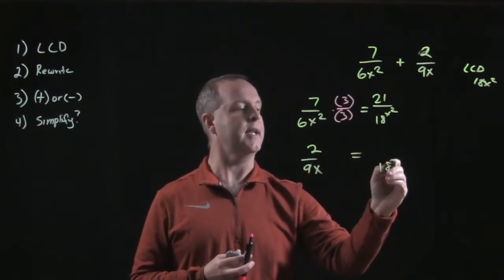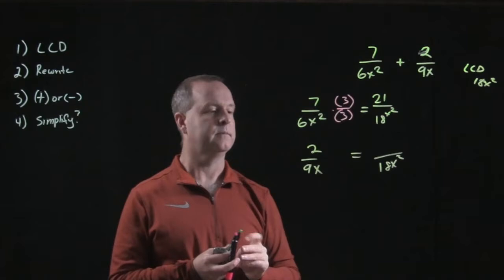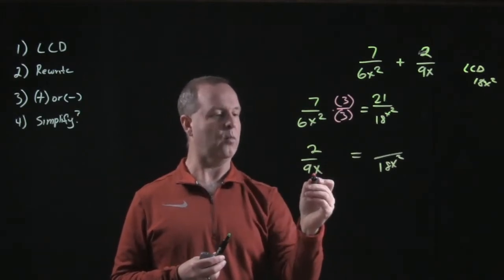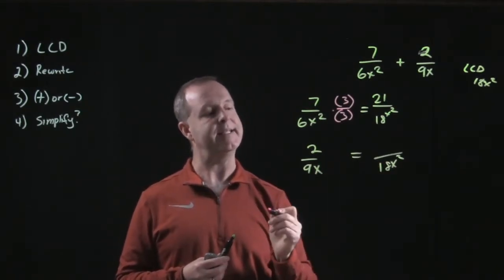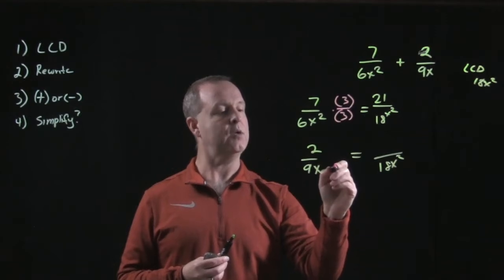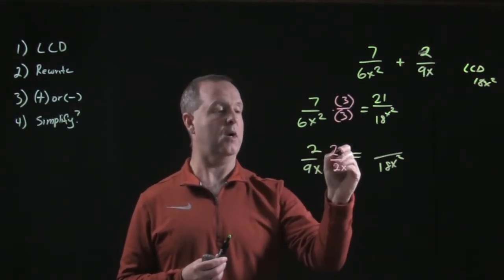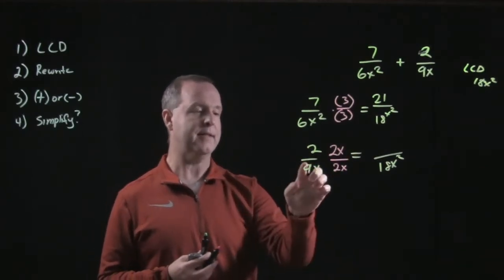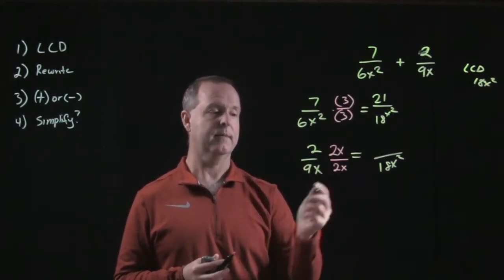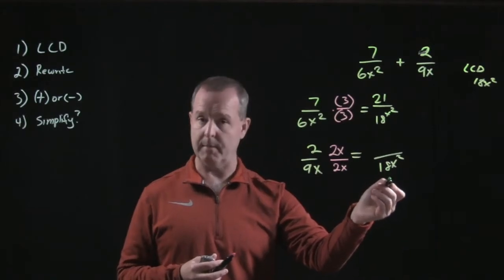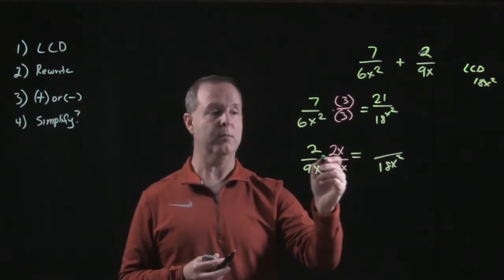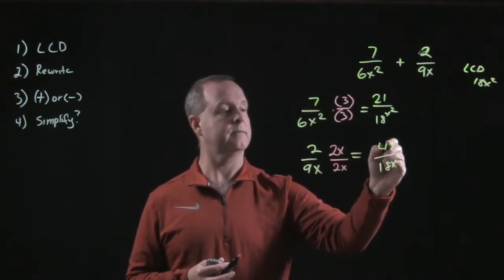Looking at the second one now, if I have 2 over 9x, and I need it to be over 18x squared, I'm going to multiply this one by 9x times what makes it 18x squared? It looks like a 2x. So I'll use that as my clever version of 1. So I'll multiply this one by a 2x over a 2x. The denominator becomes my lowest common denominator that I'm searching for. The numerator becomes a 4x.